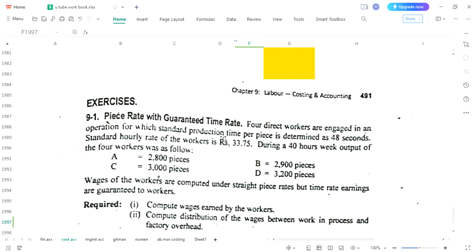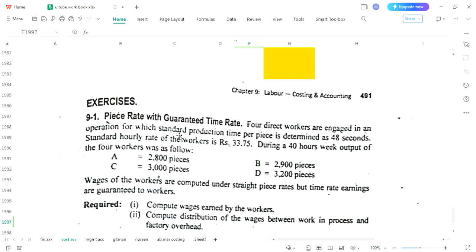Standard production time per piece is determined as 48 seconds. Please read it again. One thing I would like to share is that there is no particular format to solve this question. There is no particular formula, and there is no proforma. So you will have to design your question by yourself. Whatever methodology, lines or format you want, you can make. You are free to do that, as there is no fixed format for labor questions.